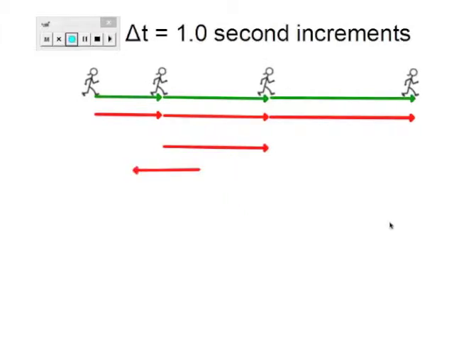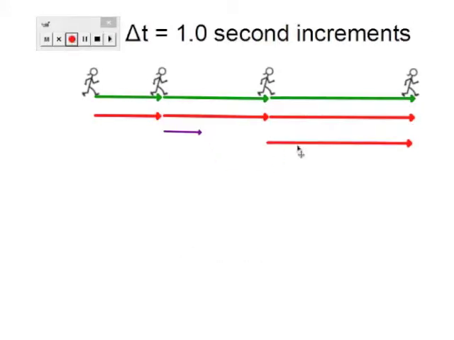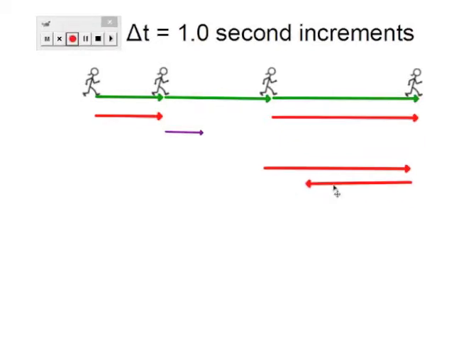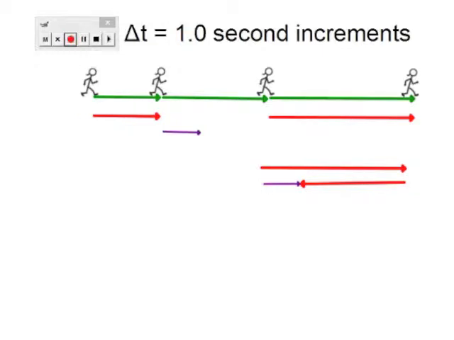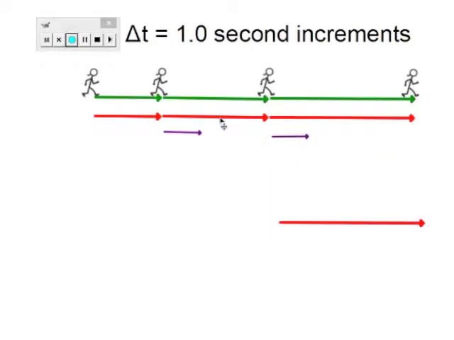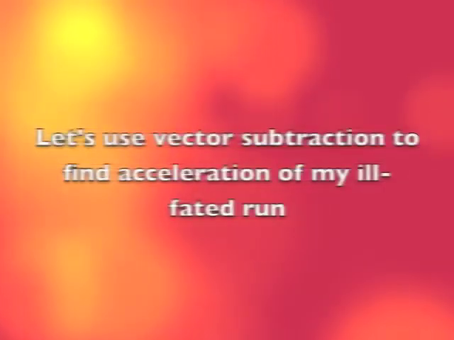Now to find the acceleration, here's where the vector subtraction comes in. I can take a preceding velocity vector, reverse it, and the difference between them is my acceleration vector, shown in violet here. So now I'm adding not only my displacement and velocity vectors, but I'm adding my acceleration vectors. I'm going to do another vector subtraction here. Took the preceding velocity vector, reversed it, put it against the other velocity vector, and we see the difference. And so that's how we can use subtraction of velocity vectors to find out the acceleration, create acceleration vectors. So let's take another look at my ill-fated run using this technique.